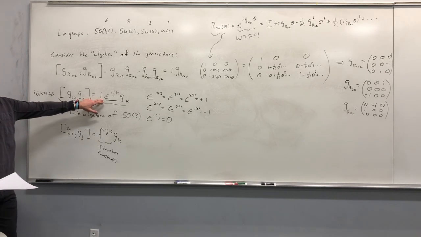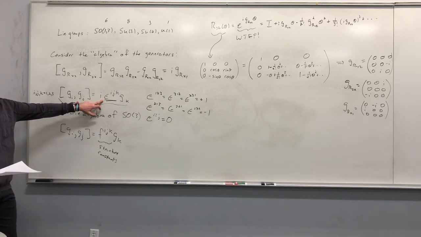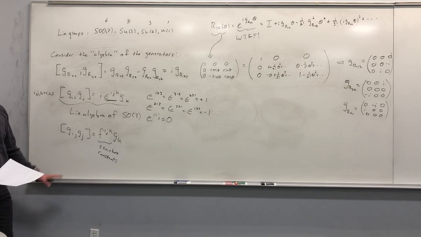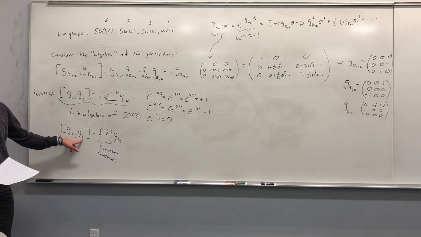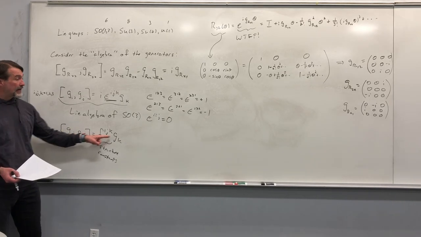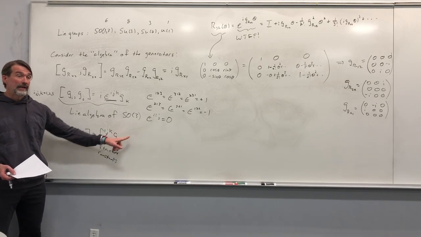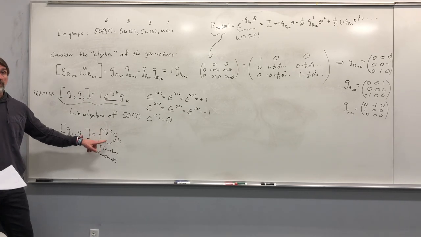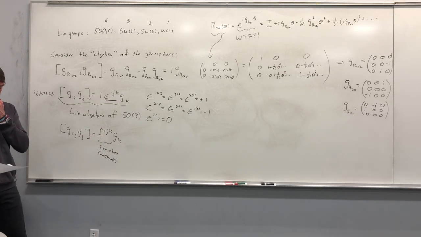It turns out in this very simple case, the structure constants are just the Levi-Civita. That's not true in general. You'll see an example in this class of SU(3), it's not Levi-Civita. But in general, a Lie algebra will be the commutator of two generators and then a linear combination of generators on the right. And the coefficients in that linear combination are the structure constants of the group.